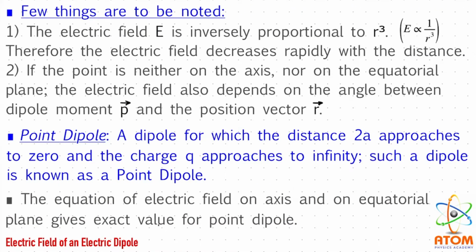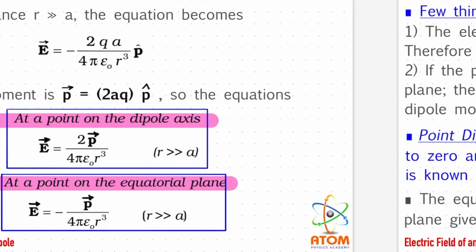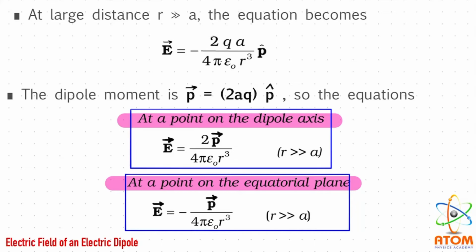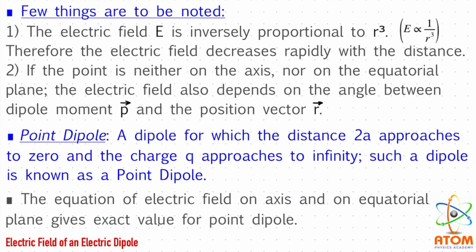Let us see a few important things about these electric field equations. The first is that the electric field E is inversely proportional to r cube, that is E is proportional to 1 upon r cube, which you can see here in this equation. For both of these equations we have r cube in the denominator, that means E is proportional to 1 upon r cube. Therefore, the electric field decreases rapidly with distance.